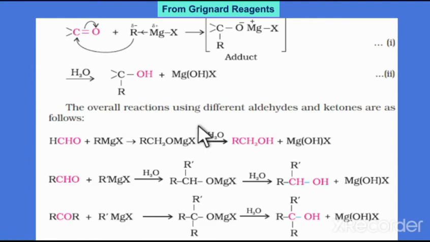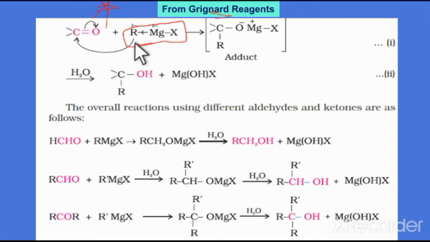Next, the last method is from the Grignard reagents. When the Grignard reagents are treated with the carbonyl compounds, it may be aldehydes or ketones, in that case they give the initial adduct. Further, it undergoes hydrolysis, and we can get the alcohols. Here the Grignard reagents are nothing but alkyl magnesium halides.